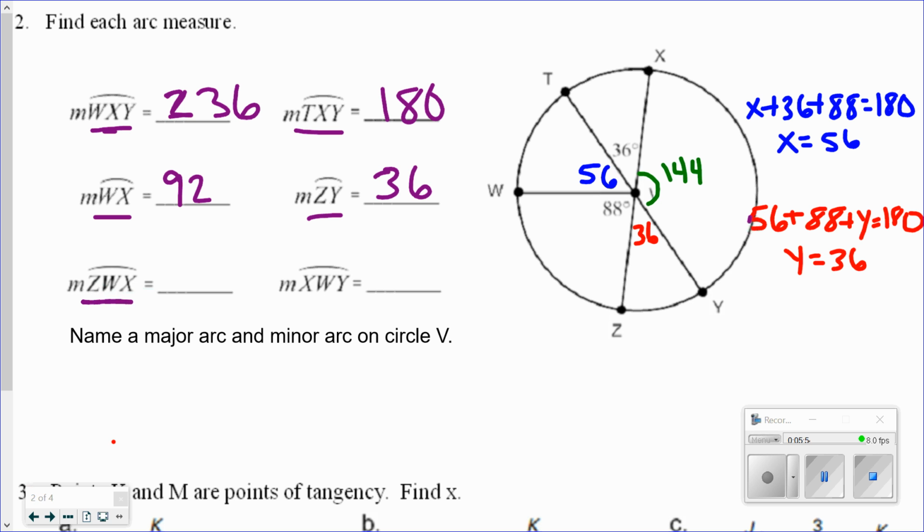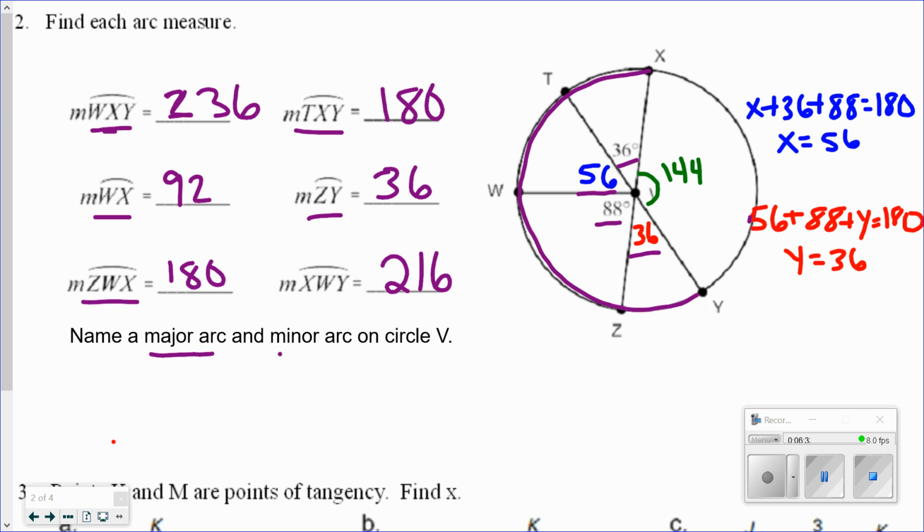Next, we want to find arc ZWX. For ZWX, I'm going to add up 88, 56, and 36, and once again, I get 180. And the last arc measure we want to look for is XWY. For XWY, we're going to add up 36, 56, 88, and 36, and we end up getting 216.